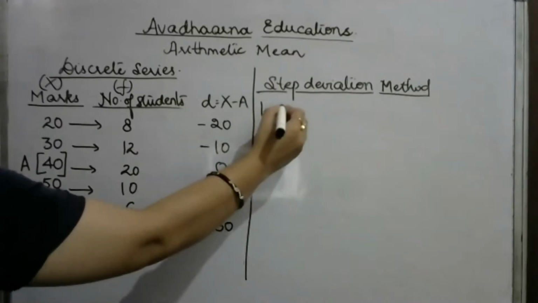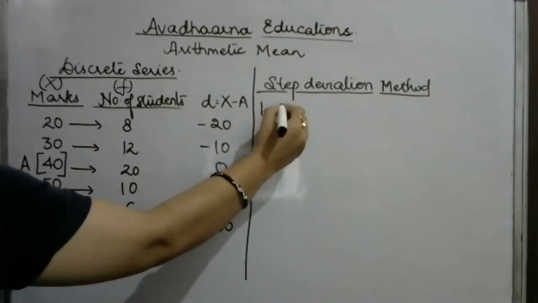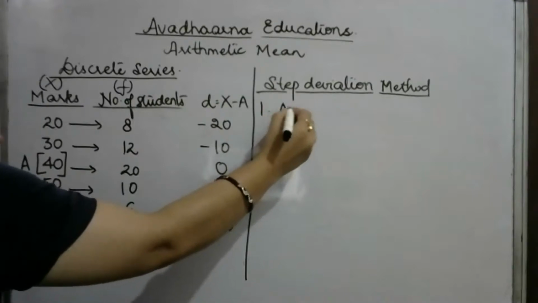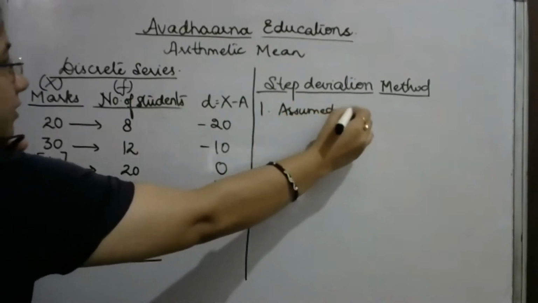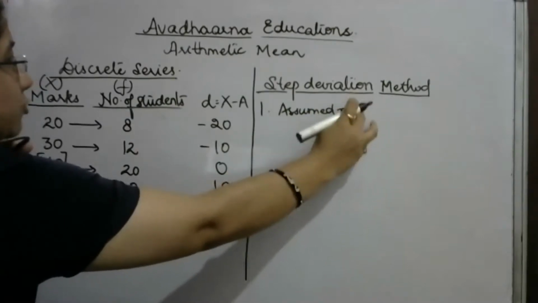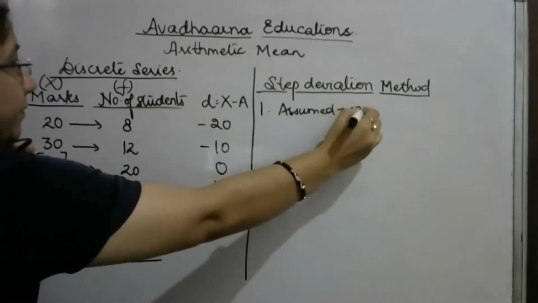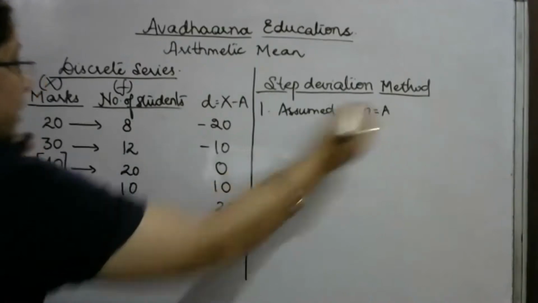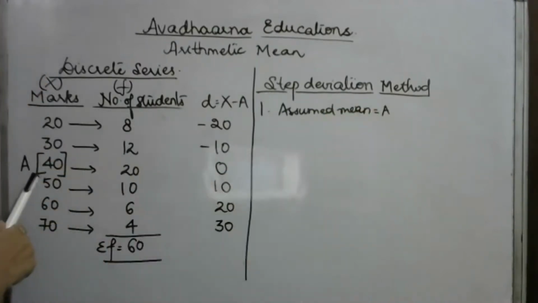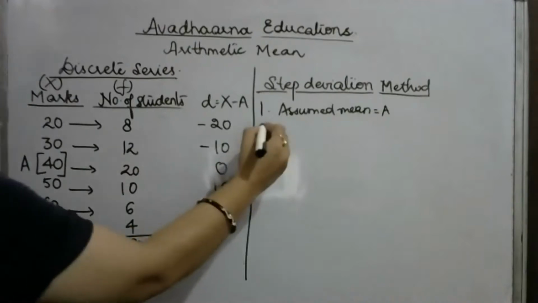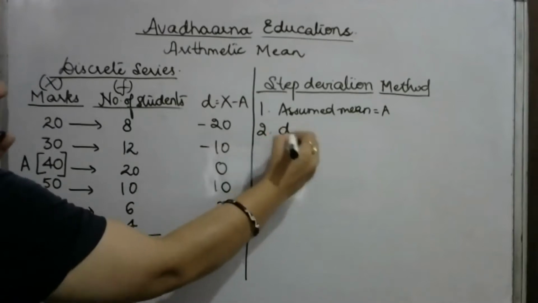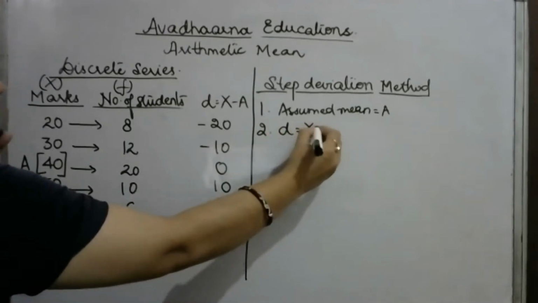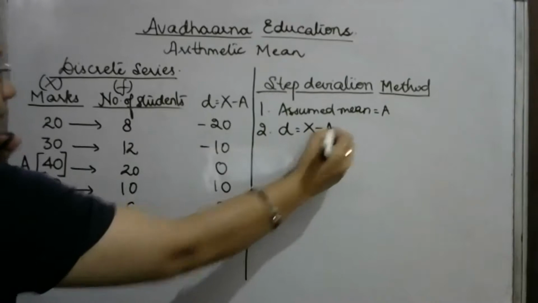First step as it is, that we are going to take A as the assumed mean. So take assumed mean, fine, and this assumed mean is going to be taken among your x variable. Like in the last case we had taken 40, fine. Then the second step is to calculate the deviations from the assumed mean, that is x minus A.